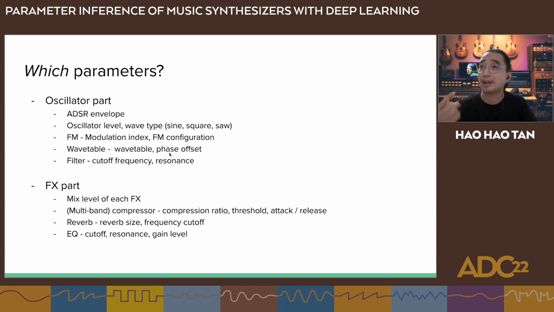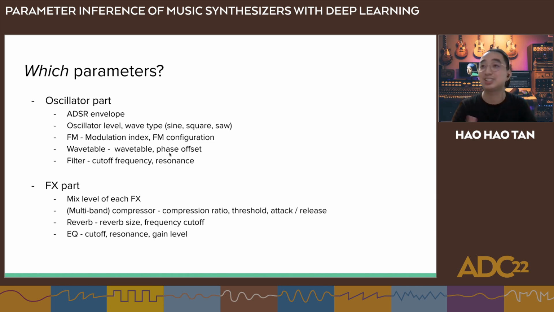I have run through what the parameters are, but let's just revise a bit. Normally, if you're talking about software VSTs, oftentimes you have 2 pages. One is your oscillator part, and the other is your effects part. For the oscillator part, the common parameters are your ADSR, your oscillator level, your wave type. For FM, you have your modulation index and your FM configuration. For wavetable, don't forget the wavetable itself is a parameter, and then you have a phase offset. And for filters, you have your cutoff frequency, your resonance, things like that.